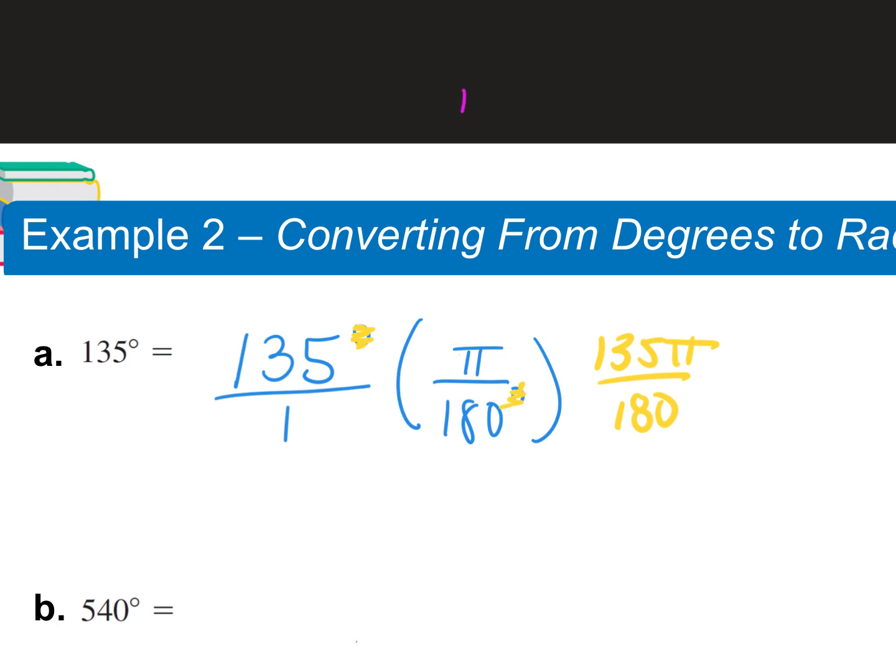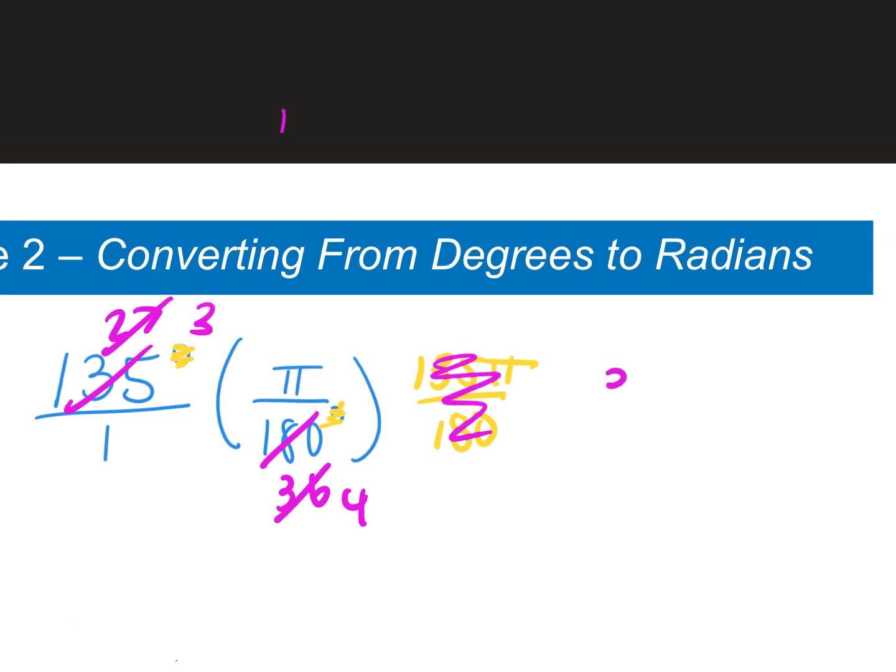Look. How many? 27. Okay. So then 5 goes into 180. How many times? 36. Okay. Can you simplify a little more? Yeah. What goes into both 27 and 36? 9. 9 goes into 27 3 times. 9 goes into 36 how many times? So what are you left with on top? 3 pi over 4. There's your conversion.